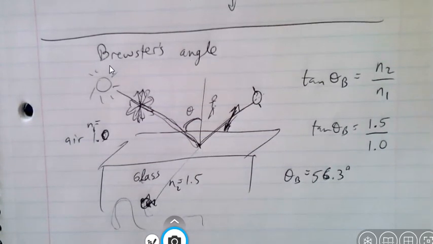Now, I'd like to demonstrate polarization as reflected off of a surface. If you do happen to have polarizing sunglasses, one thing that I'd like for you to do is go outside and wear the polarizing sunglasses and try to look at the ground at this sort of angle here, the 56 degrees.